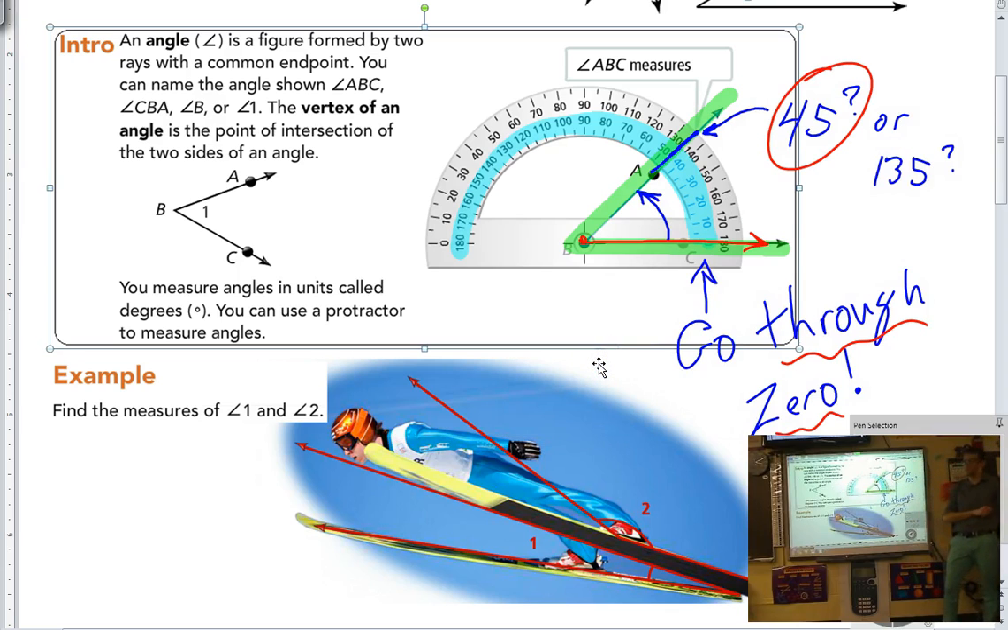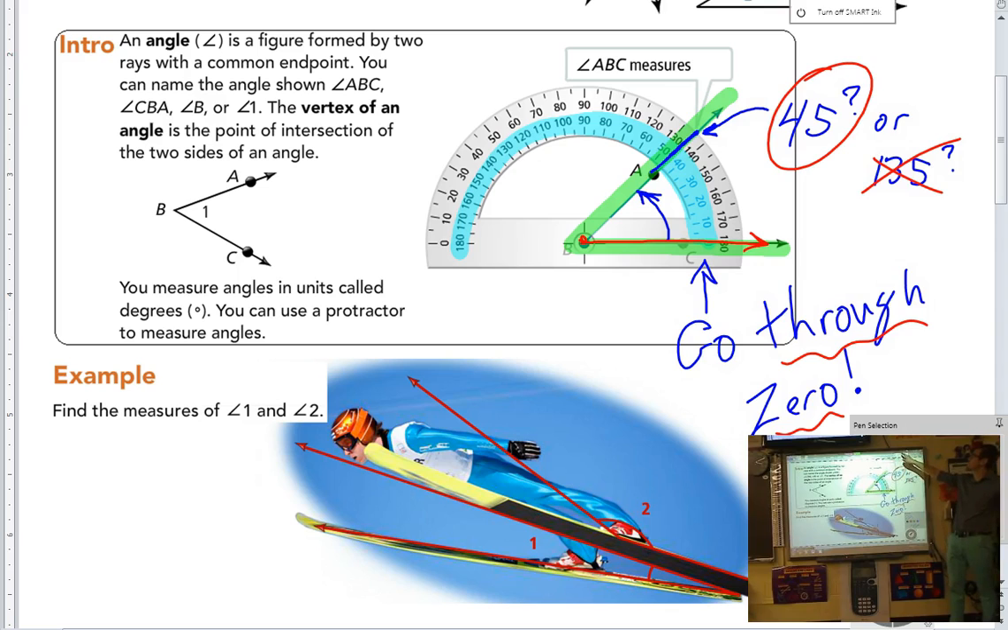Any other questions remaining? And of course, 135 is ridiculous, so we throw it away.